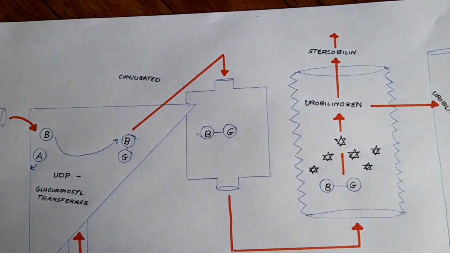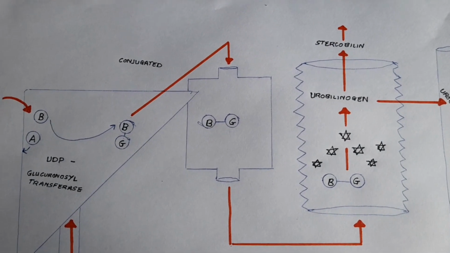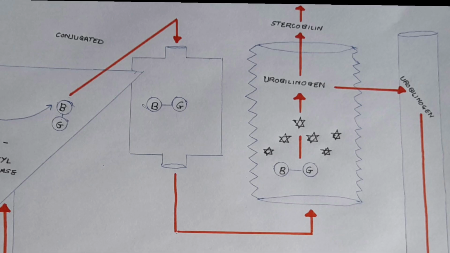What is this stercobilin? It gives a brown color to your stool. So when you defecate, you see that the stool is a bit brown in color. It is because of this stercobilin. So from the stool, 85% of the bilirubin is being excreted.